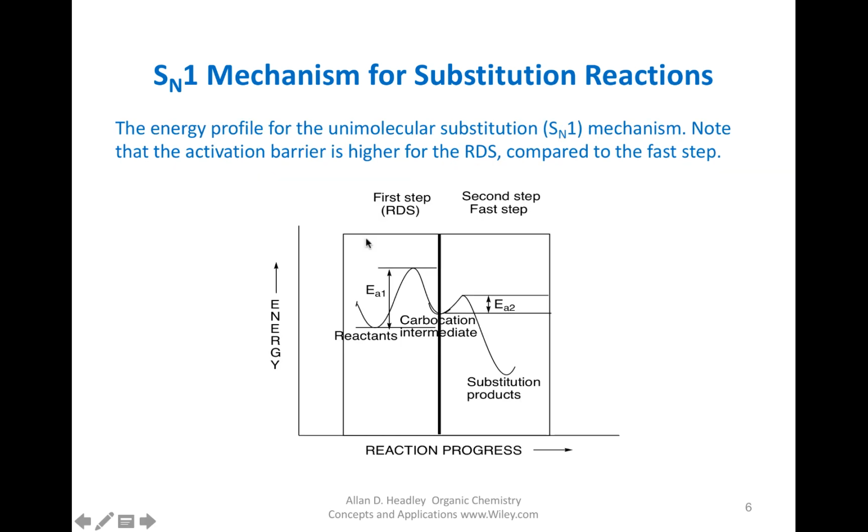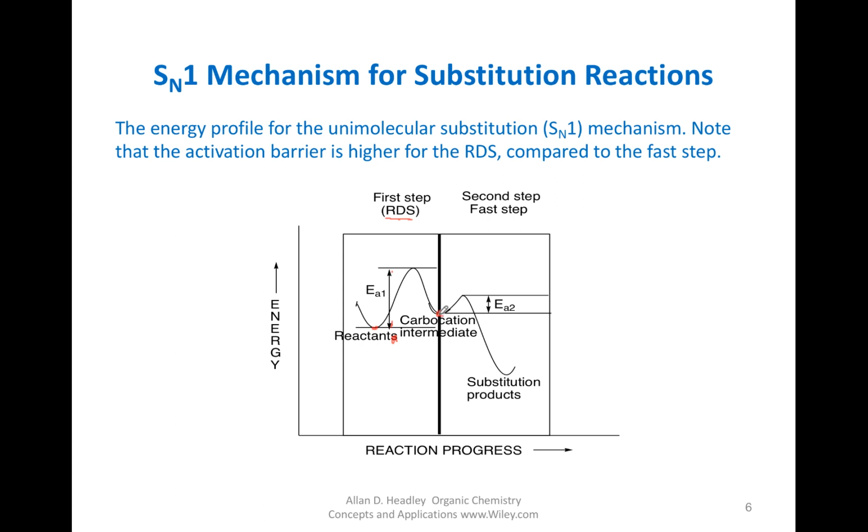We can represent this mechanism using the energy profile diagram. So we start off here with the reactant. Notice this should be reactant, which is just one molecule. It forms the carbocation. Notice the energy of activation here is pretty high because it is the slow step, the first step, or the rate determining step.